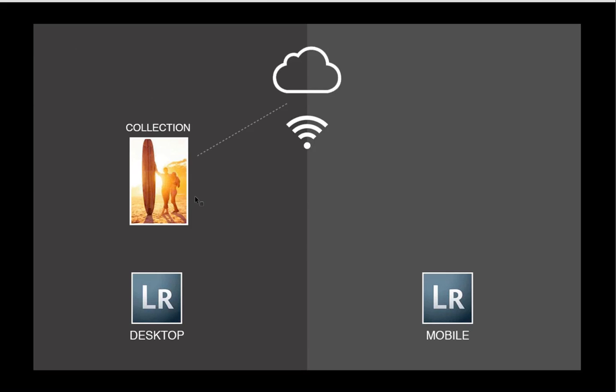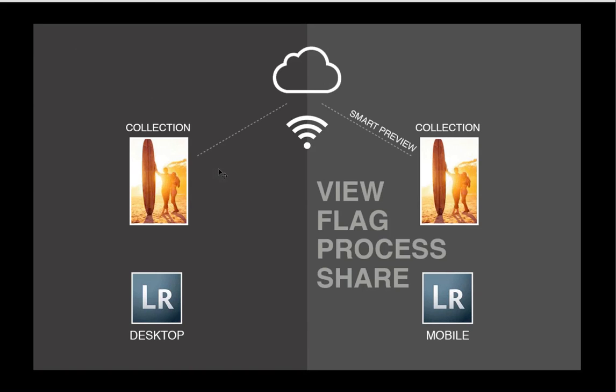The way it works is in Lightroom, I'll show you this in just a second, you target collections that you want to synchronize. These are synchronized via the Creative Cloud, and what's sent over is a smart preview. If you have used Lightroom for a while, you know that smart previews are these smaller versions of the files which still give us flexibility to make adjustments to them using the Develop module. So we can still do a lot of that. We can do things like view, flag, develop or process, and share the pictures.